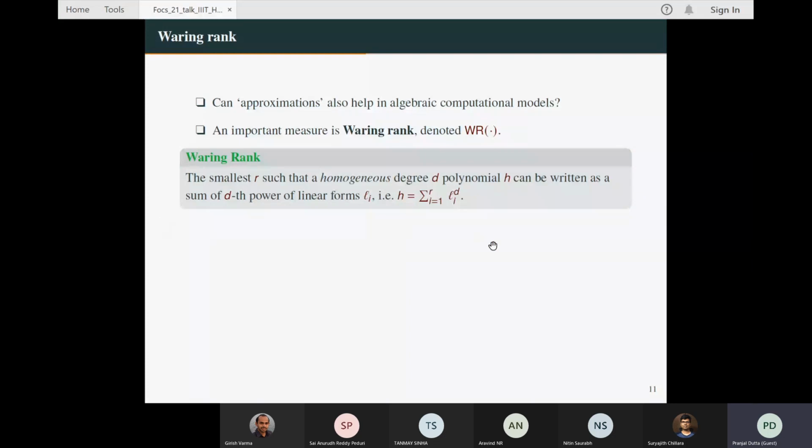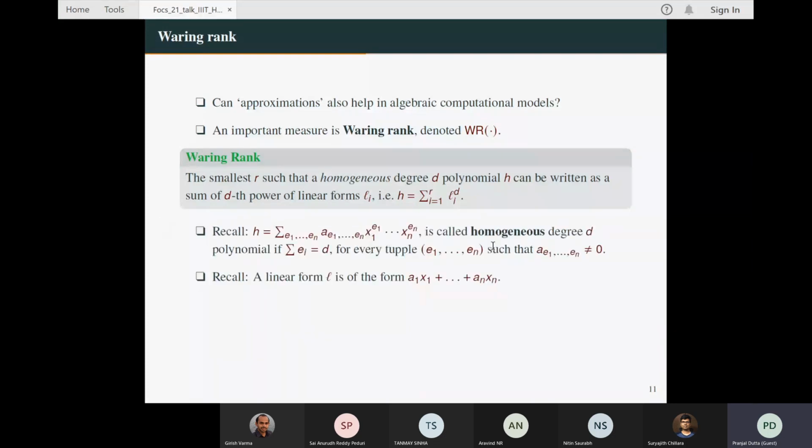So Waring rank of a polynomial. We'll be talking about homogeneous polynomials just to clear it out. So what is a homogeneous polynomial? It's a polynomial where each monomial has the same degree. And what is a linear form? It is a homogeneous linear polynomial of the form a1x1 plus ... plus anxn. So what is now the Waring rank? You want to write this homogeneous polynomial h as a sum of powers of linear forms, li to the d. Now this minimum r for which you can write such h is called the Waring rank of h.